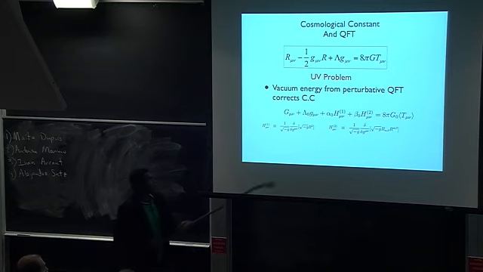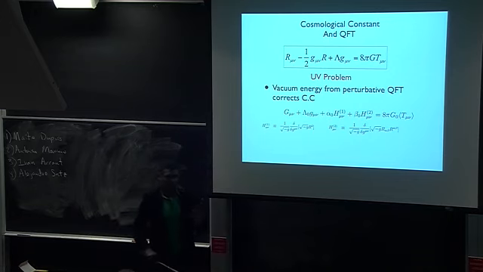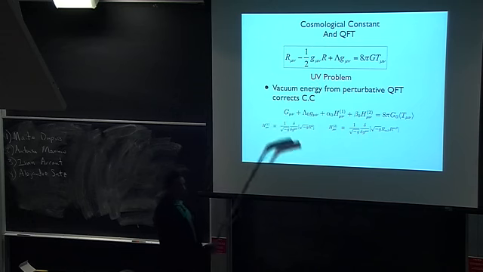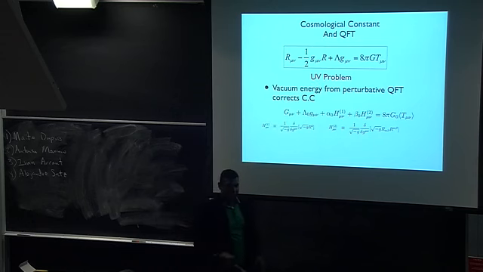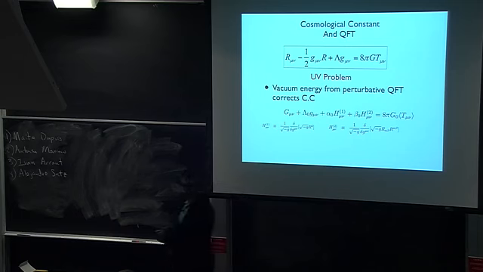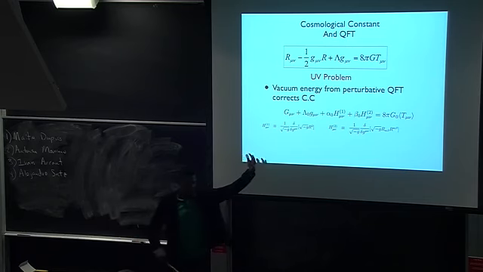All right, so let's begin with this famous equation. This is the classical Einstein equation. And if we follow the prescription, the first thing I want to talk about is a UV problem. The cosmological constant problem that I'm going to talk about has both a UV part and an infrared part, okay? High energy and low energy. Small distance scale, large distance scale.